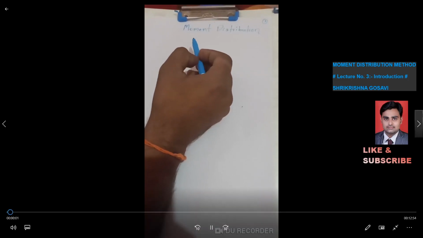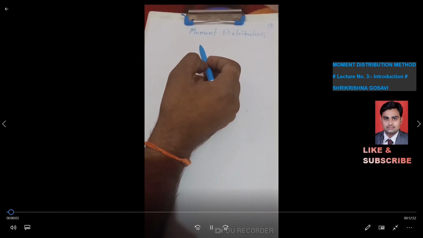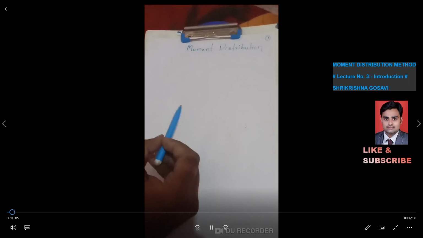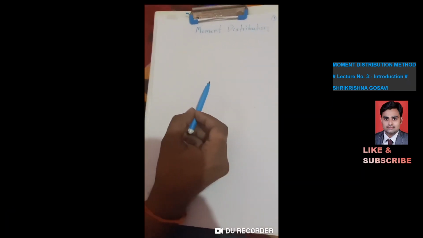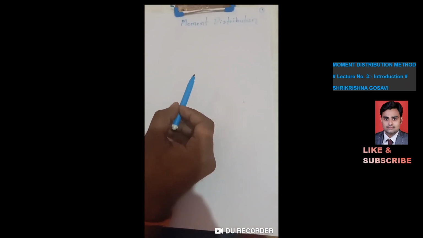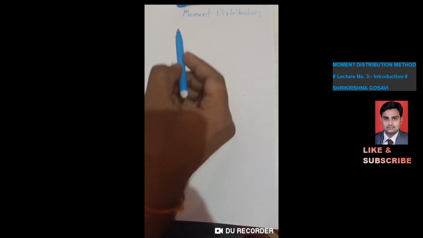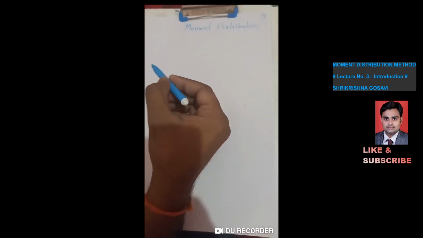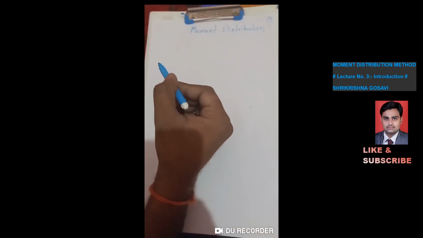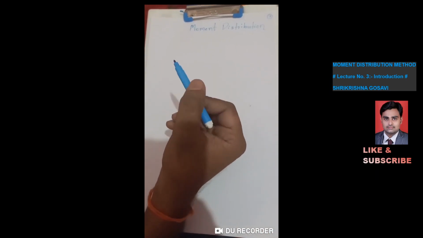Method to analyze the indeterminate structure. This method was invented by Professor Hardy Cross in 1930, and it is very simple and widely used in engineering for the calculation or to analyze the indeterminate structures. Okay, so the description of the method.